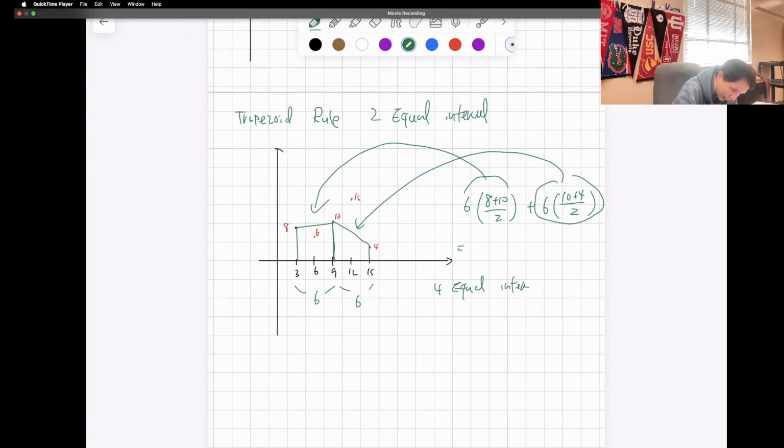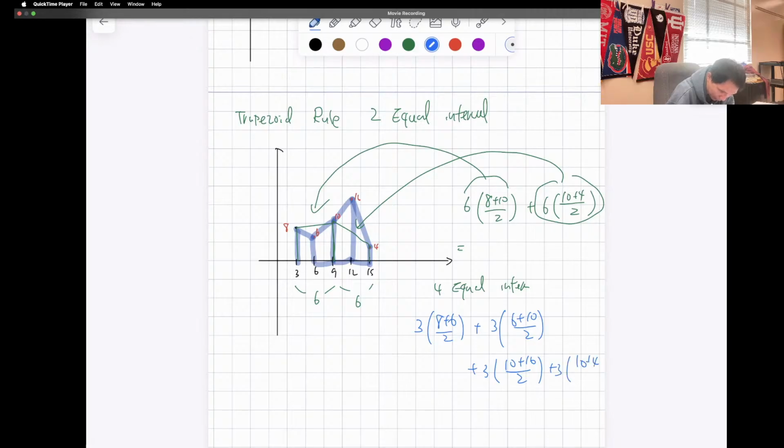One is going to be like this, so I'm going to use this one. If it's 4, it's going to look like this. It's a better approximation, but it's more work. But I'll do it just for you. So 3 is the height of each one. And it'll be 3 times a plus 6 divided by 2, plus 3 times 6 plus 10 divided by 2, plus 3 times 10 plus 16 divided by 2, plus 3 times 16 plus 4 divided by 2. Do you get a point?